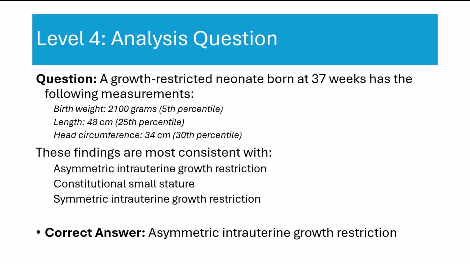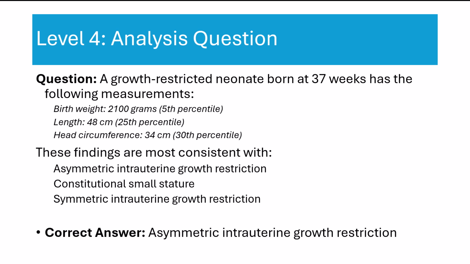This is an analysis question. Notice how you're given multiple data points that you need to break down and interpret together. The question presents 3 different growth parameters at different percentiles, and you need to analyze the relationships between them to reach a conclusion. The hallmark of an analysis question is that you can't just look at one piece of information in isolation. You need to compare the weight, 5th percentile, with the length, 25th percentile, and head circumference, 30th percentile. This pattern, where weight is disproportionately affected compared to length and head circumference, is characteristic of asymmetric IUGR.